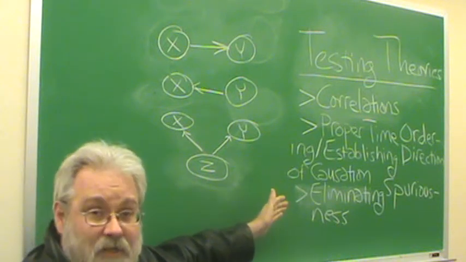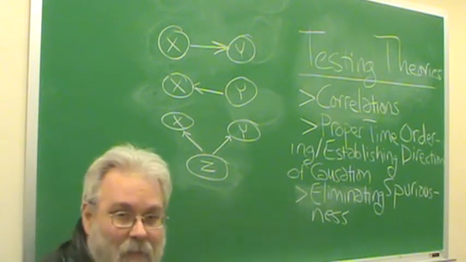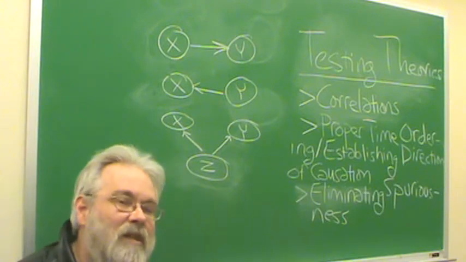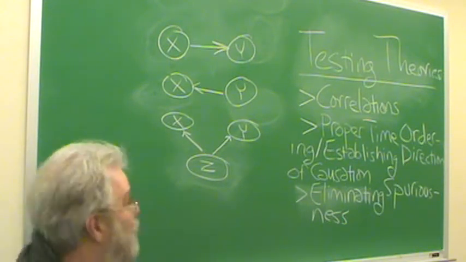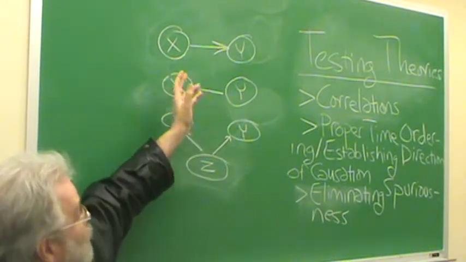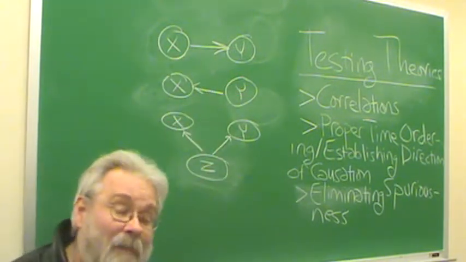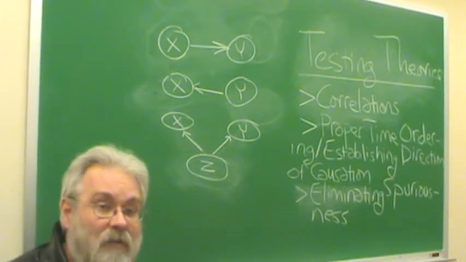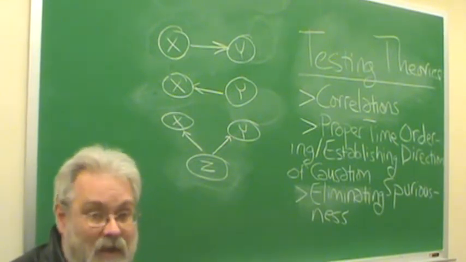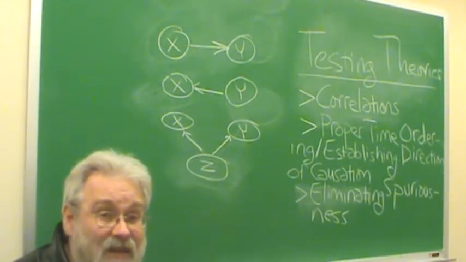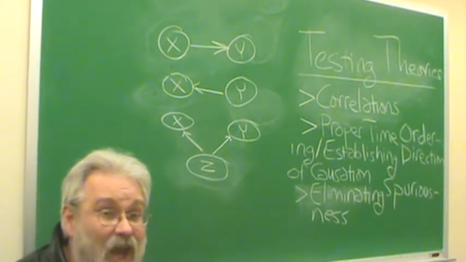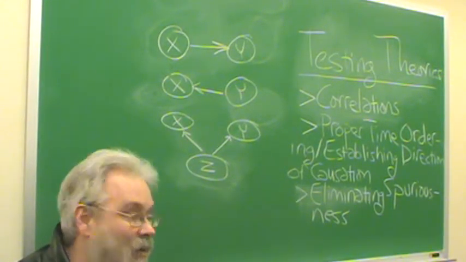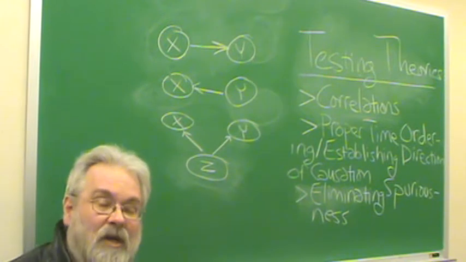Eliminating spuriousness is a tricky problem. You've got to realize that we live in a multivariate world. We're talking about really simple relationships or theories, X causes Y, but in the real world, there are lots of other variables, and those other variables can really complicate our analysis and lead to a lot of confusion if we're not careful. The biggest problem here is what we call spuriousness.